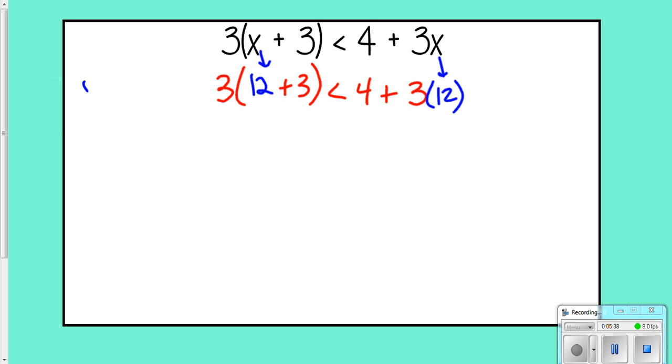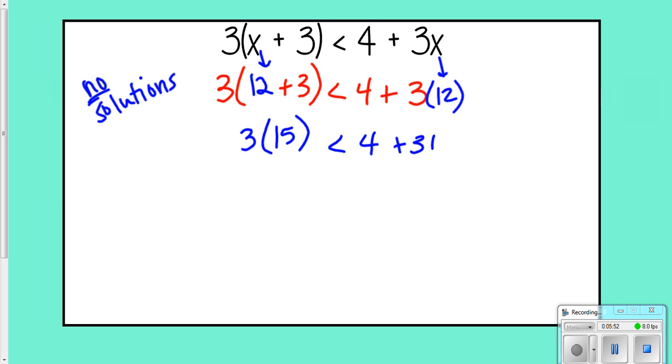Again, because I solved it a second ago and I know my answer is no solutions, no number that I plug in is going to be able to make this work out. Well, let's go ahead and test it. So let's PEMDAS. Always do multiplication first, right? 3 times 15 is 45. Over here, 4 plus 36 is 40. Well, is 45 less than 40? No, that is a false statement. That did not work, so my answer is still no solutions.